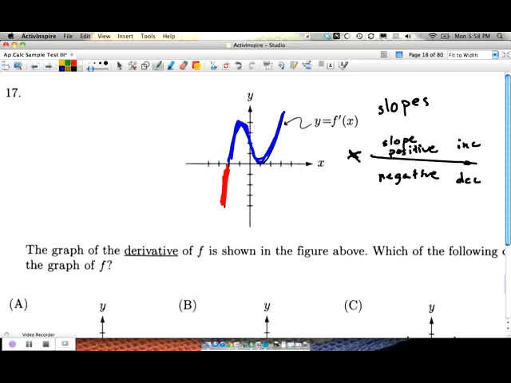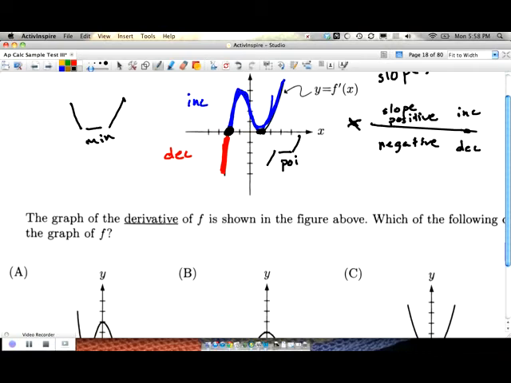So that means for the blue area, I should have increasing or positive slope. For the red area, I should have decreasing or negative slope. And there's one key point here where I actually have decreasing, then flat, then increasing slope, which means I'm going to have a min. There's another point here where I'm increasing, then I'm flat, and then I'm increasing again, so I'm going to have a point of inflection there. So let's see where I have that. At -2, I have a min.